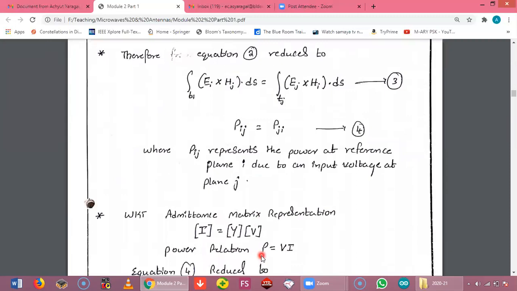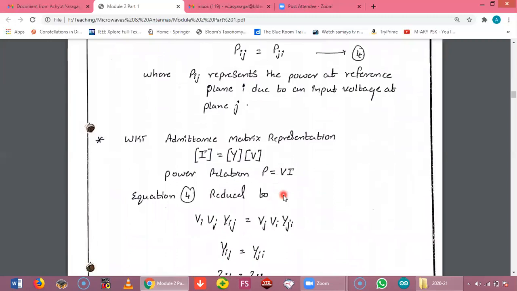Now we know the admittance matrix representation, which is the given thing we are having here: I is equal to Y into V. We also know the power relationship: P is equal to V into I here.